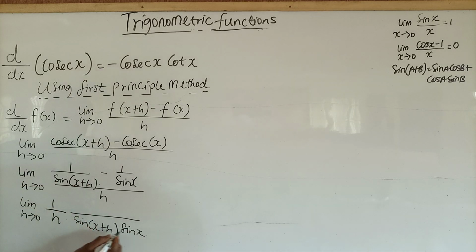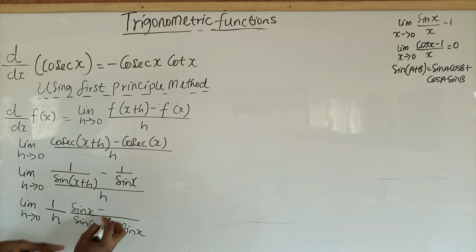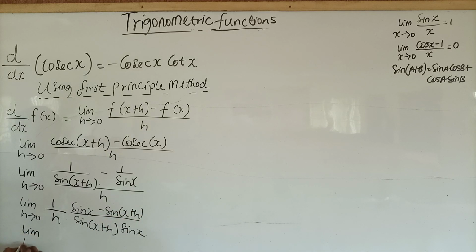We divide sine of x plus h times sine x by this one, and this one we cancel out. We have sine x times 1, which is sine x, minus this one into this one, we cancel out, so we have minus sine of x plus h. So the limit as h approaches 0 will be 1 times this whole thing, sine x minus sine of x plus h, all over h times this, which is h sine of x plus h sine x.